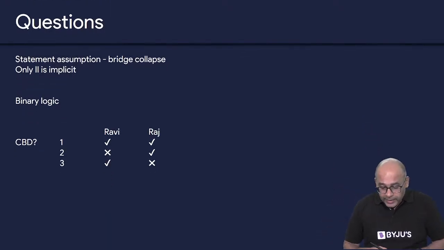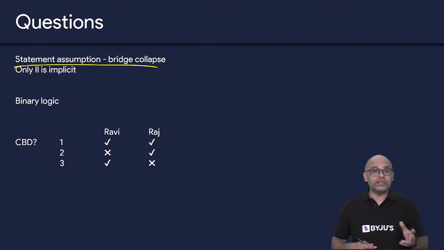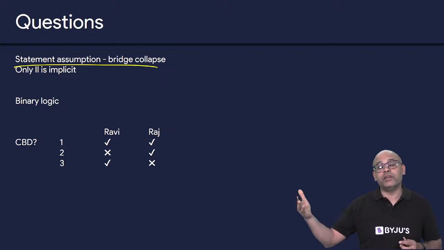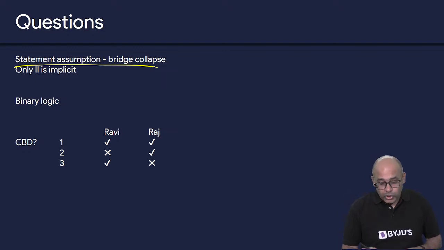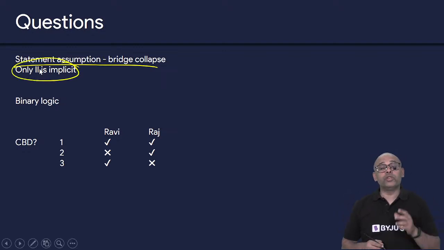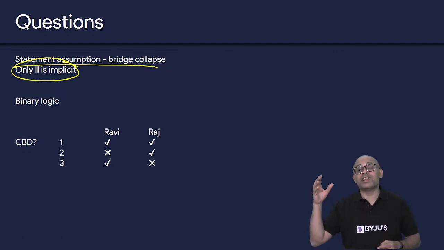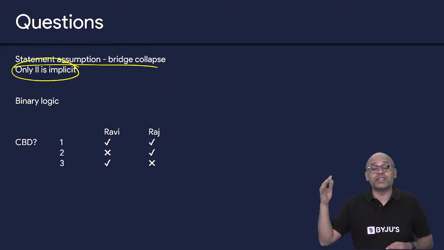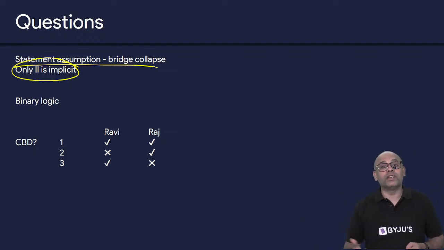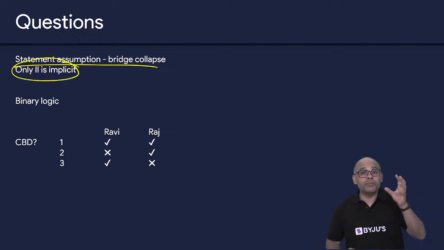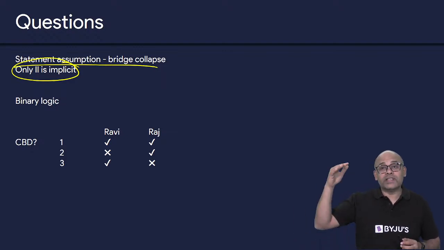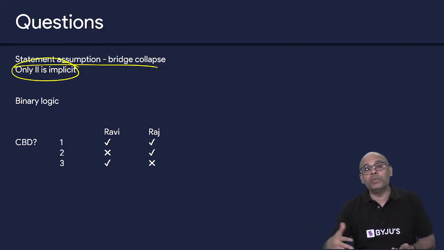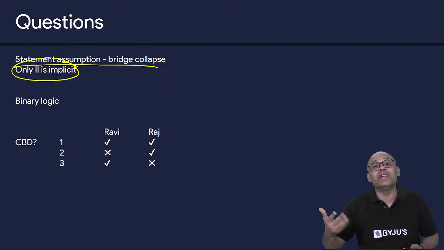Then we have the question on statement and assumption, bridge collapse. The question basically said that a freshly inaugurated bridge fell down the next day itself. So only two is implicit, meaning the statement which said the construction material is of low quality or the design itself is bad. That is what is implicit. Because it is mentioned that the bridge has fallen, not because of an earthquake or a natural disaster. It was there and it fell. The only reason for that could be bad quality construction or bad designing.